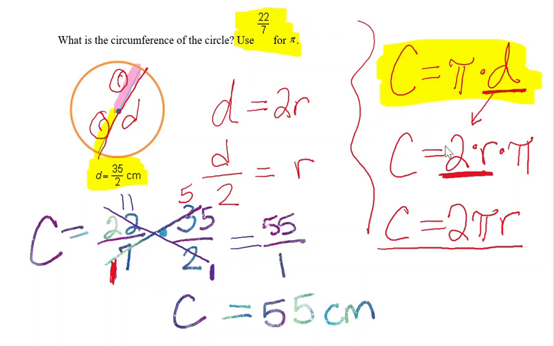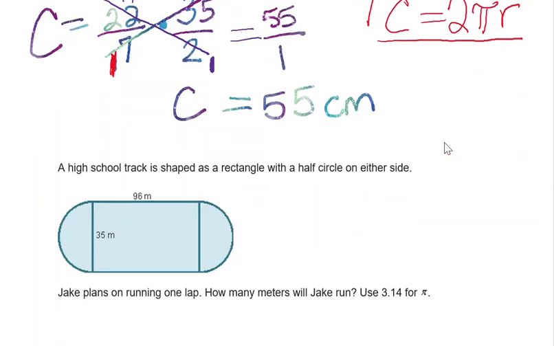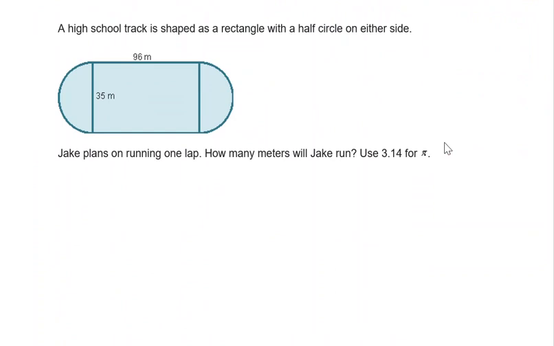Okay, so keep those formulas in mind. And let's look at another problem. A high school track is shaped as a rectangle with a half circle on either side. Jake plans on running 1 lap. How many meters will Jake run? Well, we can look at this and know that Jake is running this distance and this distance. So that's 2 groups of 96.